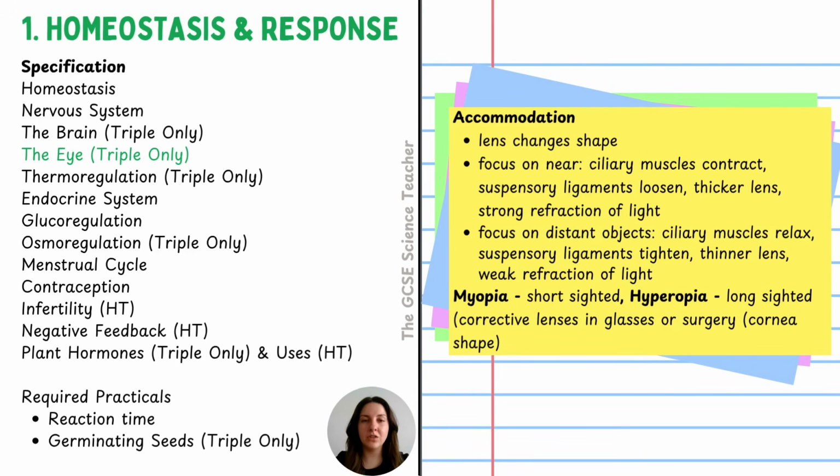There are two conditions you need to know about. Myopia is short-sightedness, hyperopia is long-sightedness, and corrective lenses in glasses or surgery can actually correct both these issues.